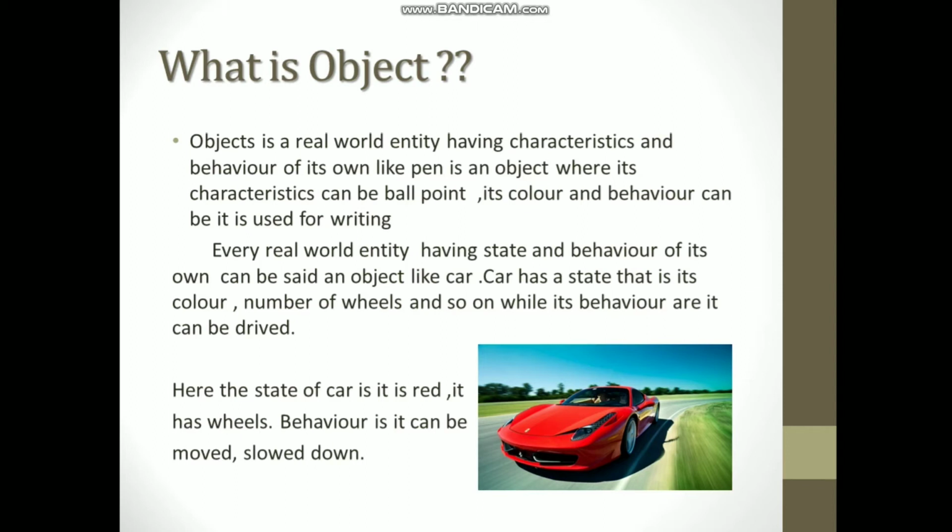And see here there is a picture of a car. So what is its state? Its state is that it is red in color, it has wheels. Now what is its behavior? It can be moved, it can be accelerated, it can be slowed down, it can be speeded up. So all that is its behavior.